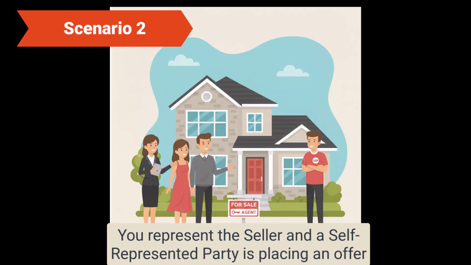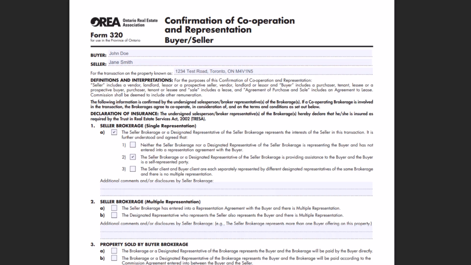Now let's look at a scenario where you're working with a self-represented party. So in this example, you will be working with a seller client. You're representing the seller, and your seller is accepting an offer from a self-represented party. So we just have to make a few small changes here.